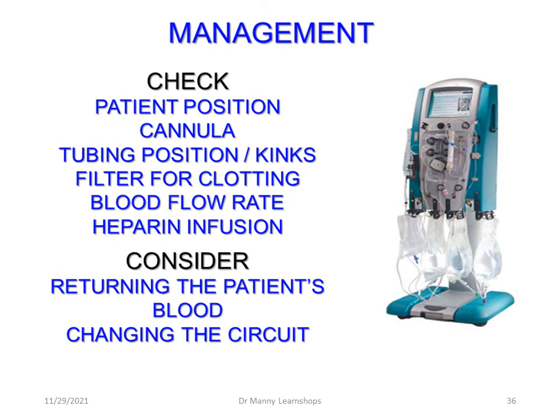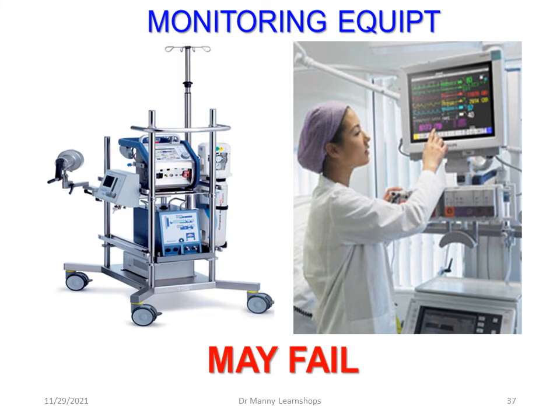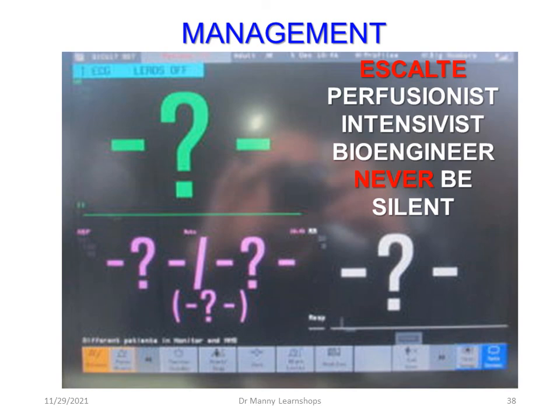The management: check the position of the cannula, the patient, the tubing, the filter for clotting, the blood flow rate, the heparin infusion, and consider returning the patient's blood and changing the circuit if required. Monitoring equipment may also fail. If you have any of these problems, you always escalate management issues to the perfusionist, intensivist, bioengineer. Never be silent. Speak up. It's better to err on the side of caution than have an emergency situation.